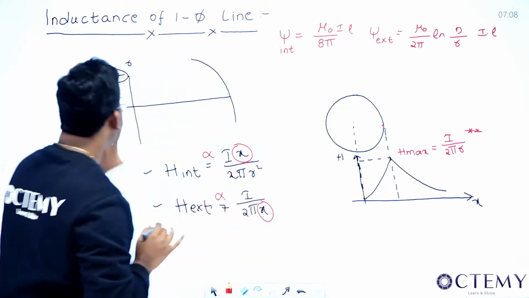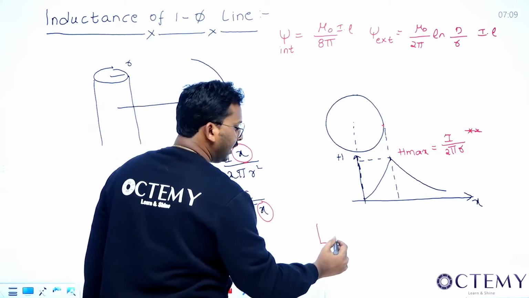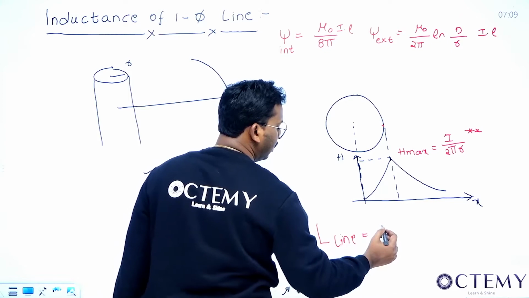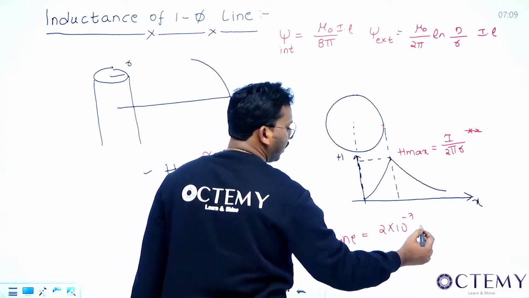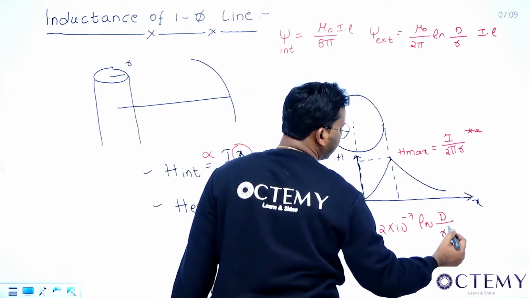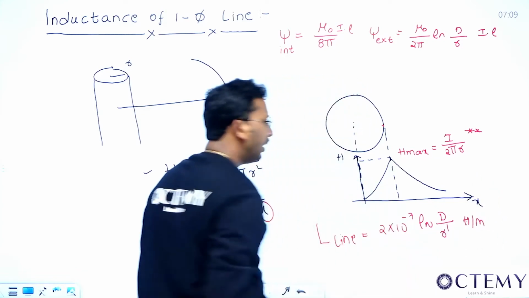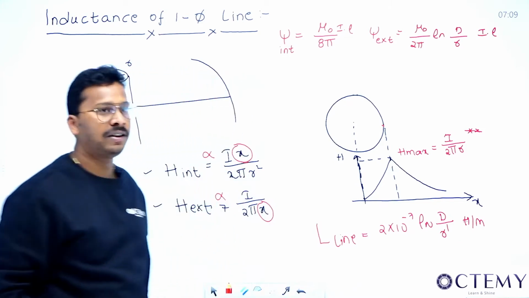So the total inductance of the line was 2 into 10 power of minus 7 ln d by r dash Henry per meter. This is what you'll have to remember. What is the value of r dash? That is the effective radius.